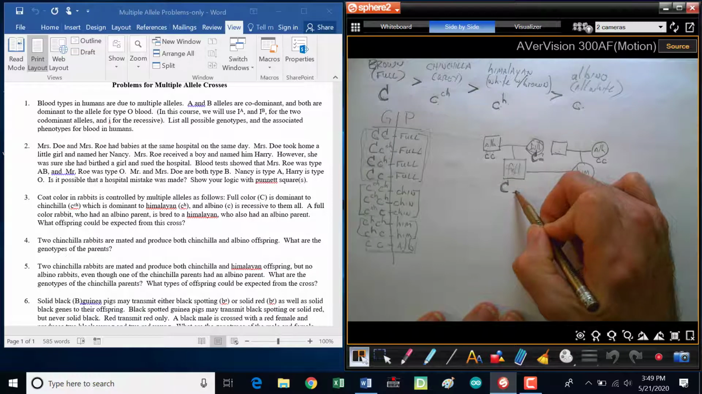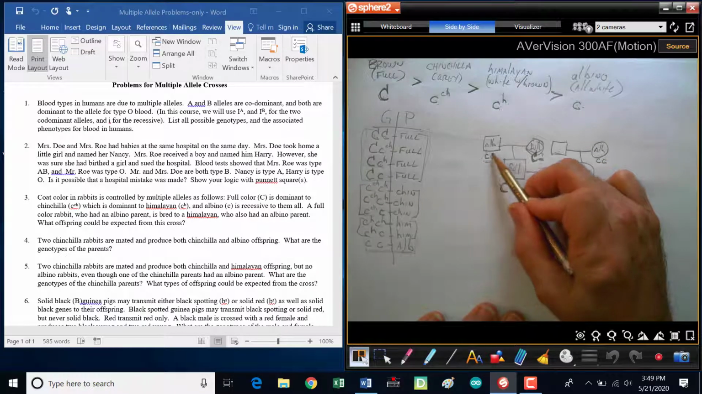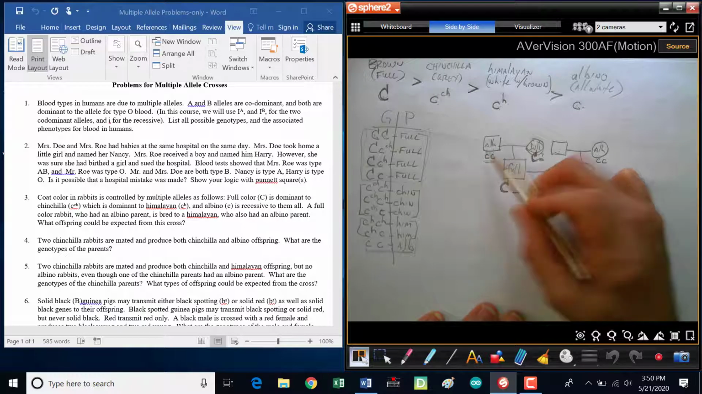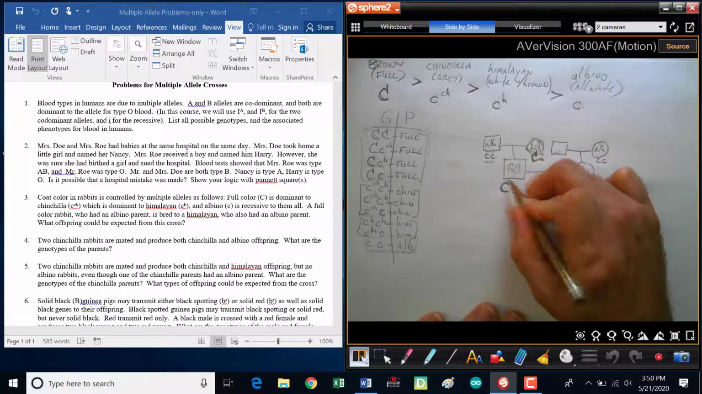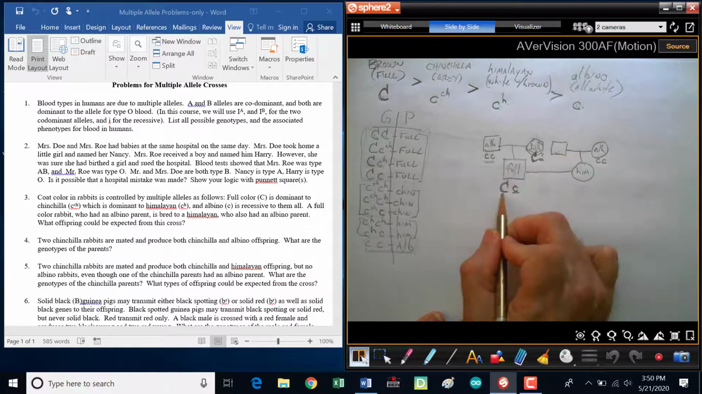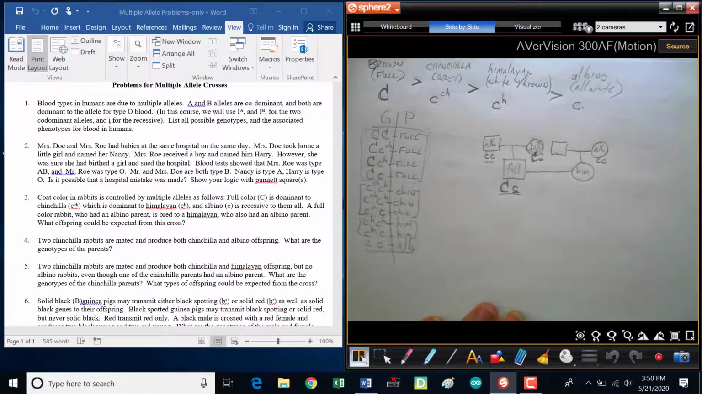This other allele has to come from the other parent, and there's only one kind of allele this parent can give, and that's little c's. It doesn't matter if it's this one or this one. This is going to give a little c to all its offspring. So we actually know that this full color rabbit's full genotype is big C, little c. Pretty cool.